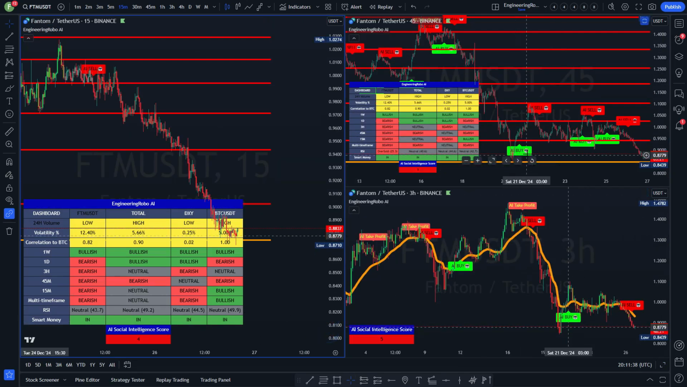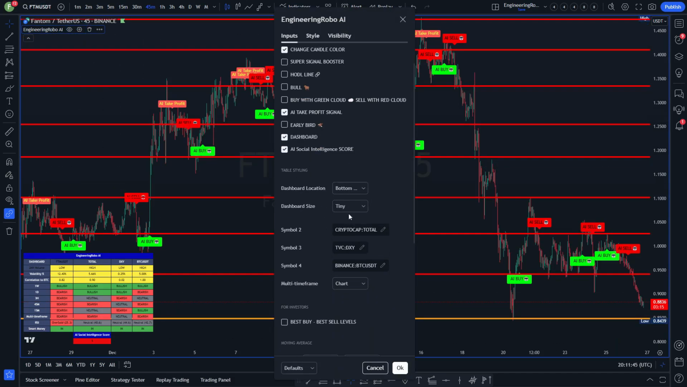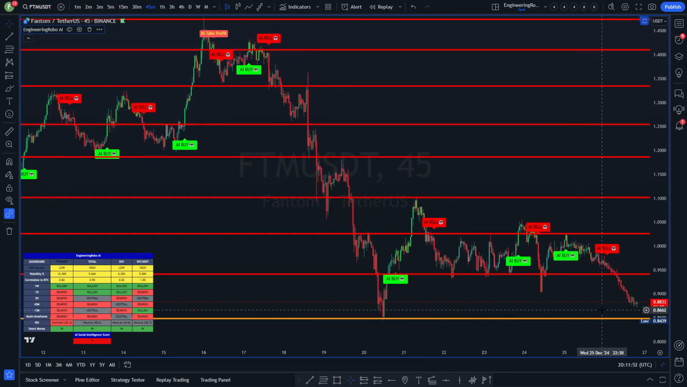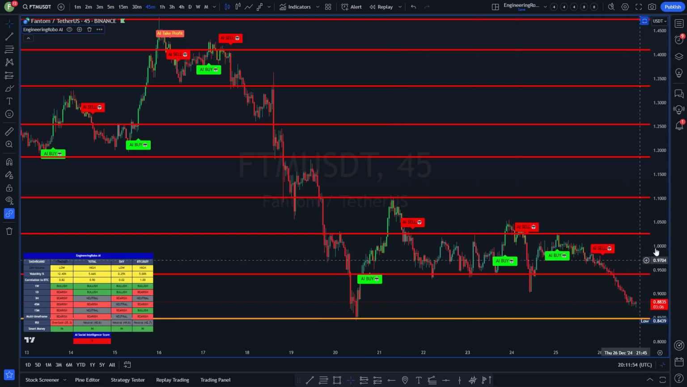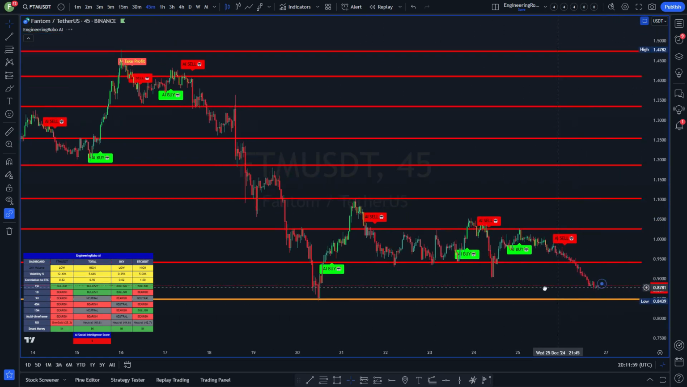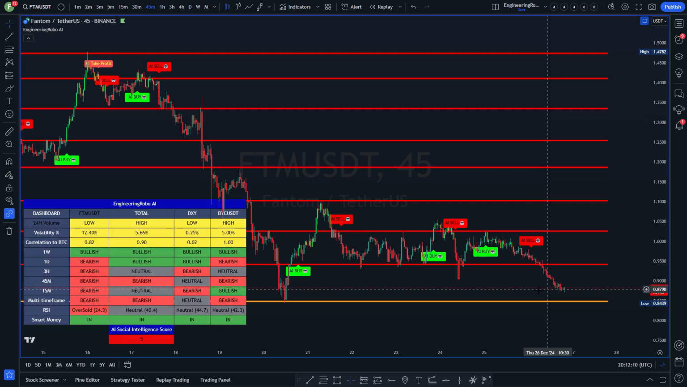If we move up a notch in terms of a bigger time frame, this is the 45-minute one. I'm going to make the AI dashboard a little bit larger, but you can see that the support and resistance lines are slightly different on this one. On the 15-minute time frame, the price was actually already on the support line.